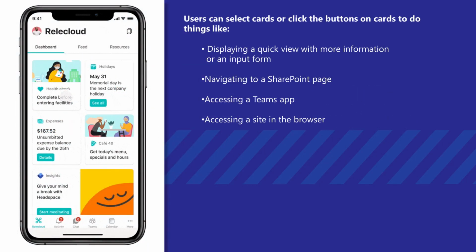So what are some of the things that users can do? Well, they can select the cards or click buttons on the cards to do some things like displaying quick view information or an input form. So perhaps what we're going to see is a stock quote or a weather report in some later demos. You can direct them or navigate them to a SharePoint page. You can do what's called deep linking into a Teams application, or perhaps accessing a site outside of the intranet or the employee experience inside of a browser, among many, many more things.